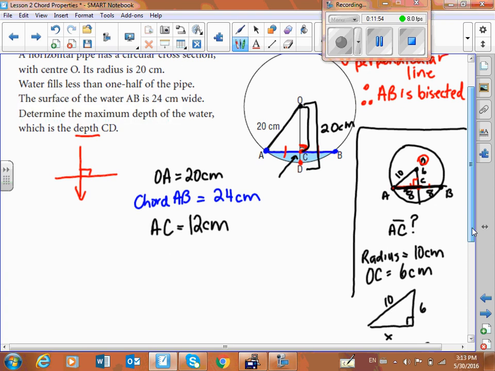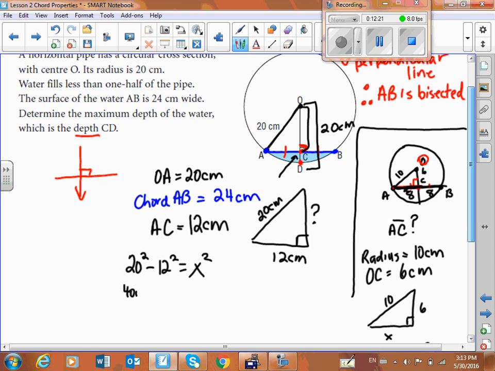All right, so that's what we're going to do next. We're going to figure out O to C. So I have a right angle triangle. This is what it looks like away from the circle. 12 centimeters, 20 centimeters. I need to figure out what that piece is there. Okay? So this is a subtraction Pythagorean theorem. 20 squared minus 12 squared equals, we'll just call that unknown side x squared for now. So 400 minus 144 equals x squared.